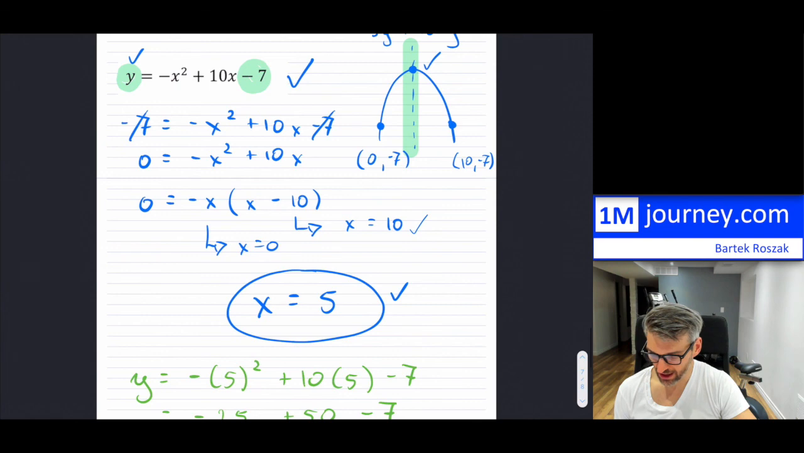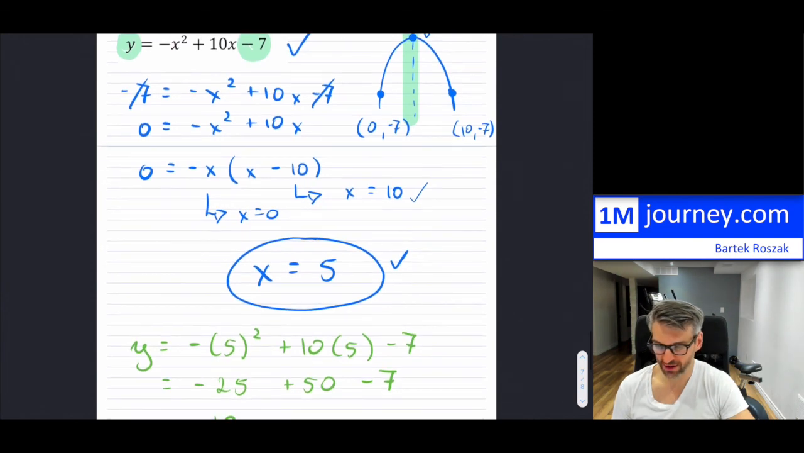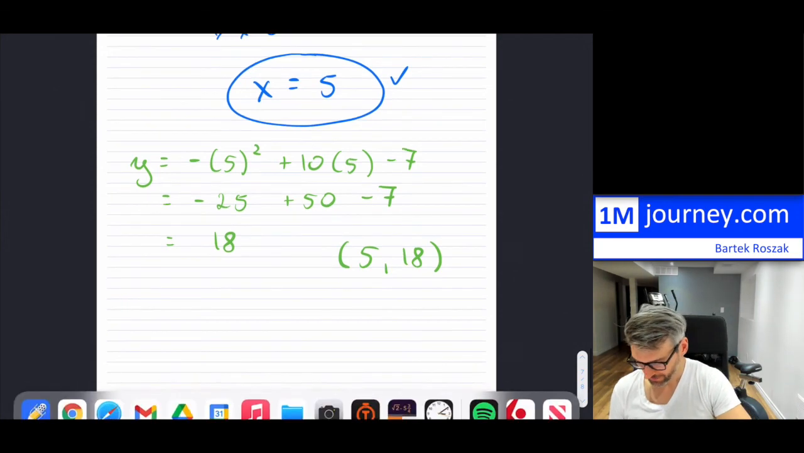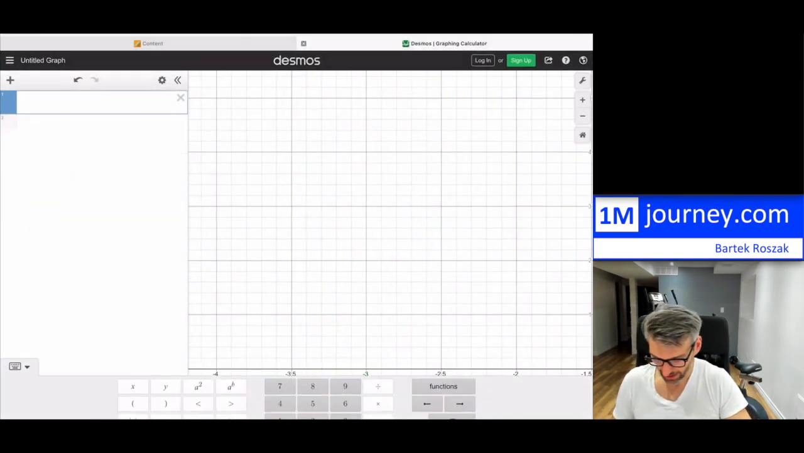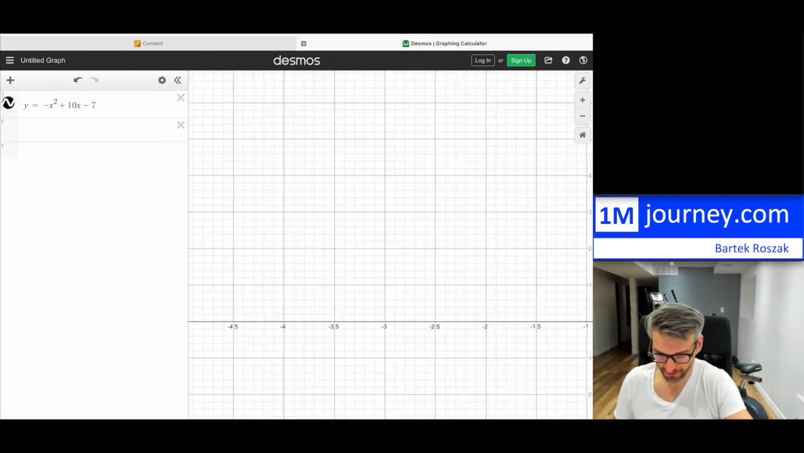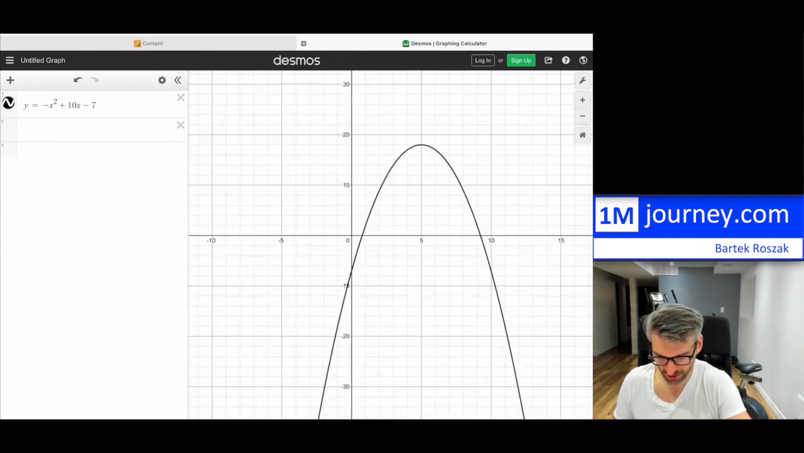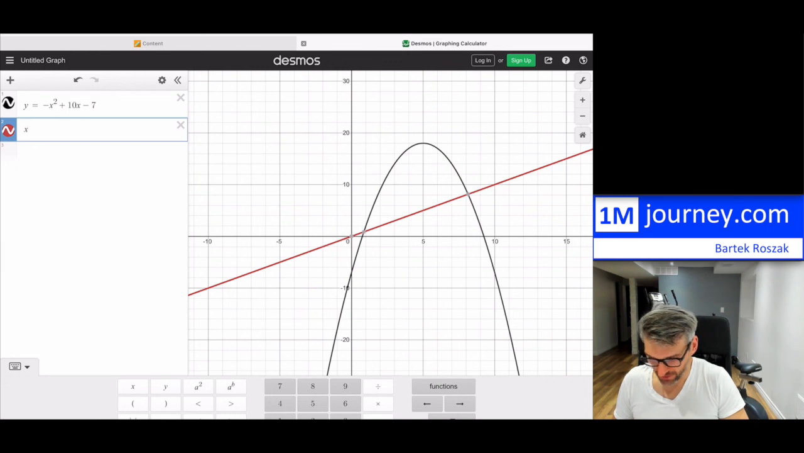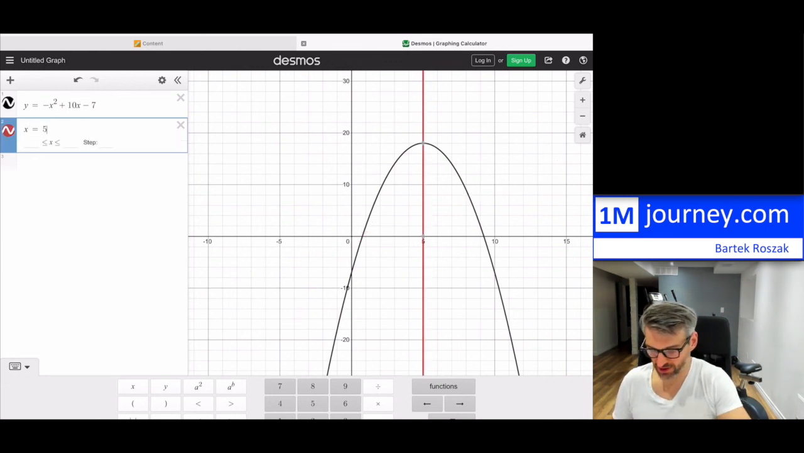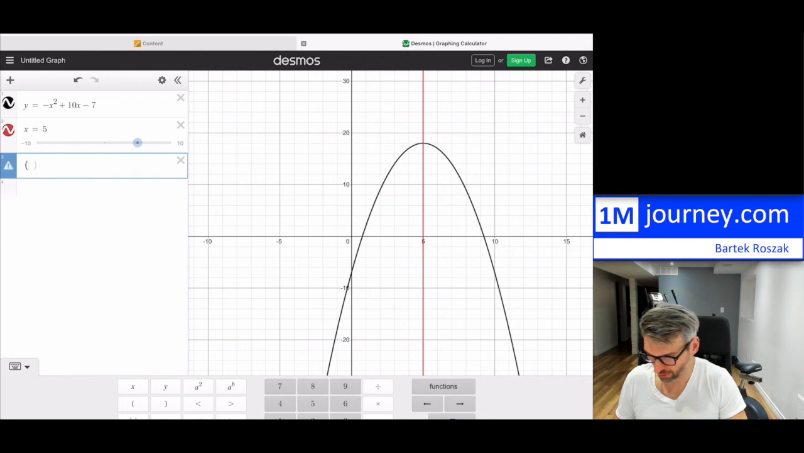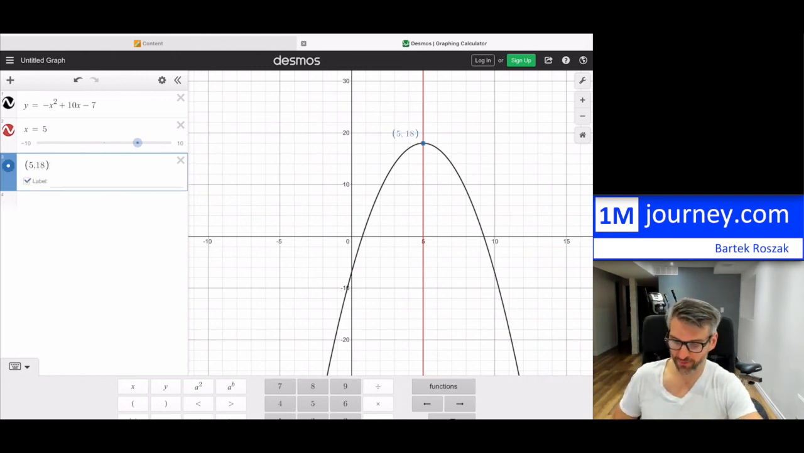So it was negative 1, so 10 minus 7. So negative 10 minus 7. Y is equal to negative 10 minus 7. Guess that's that. Blow this up. Okay, so it looks like that. Now the line of symmetry happened at 5. Indeed, that's what it looks like. And then my point, what was it? 5 and was it 18? All right, and let's label it. Okay, there we have it.